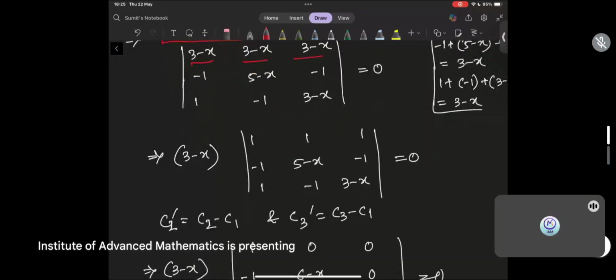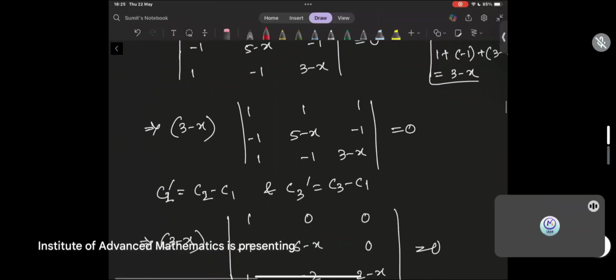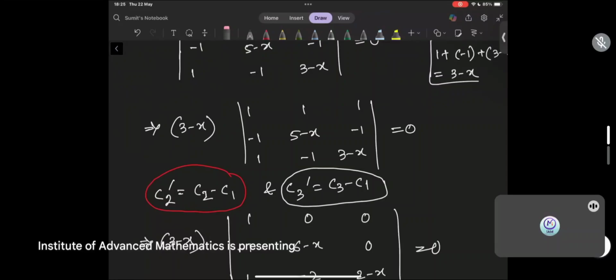See, এখানে if you subtract 1 and 1 it will become 0. If you subtract 1 and 1, this will also become 0. ঠিক আছে? Now see how to do that. I have done c2' = c2 minus c1, c3' = c3 minus c1. That means c2 will be changed, and c3 will be changed.